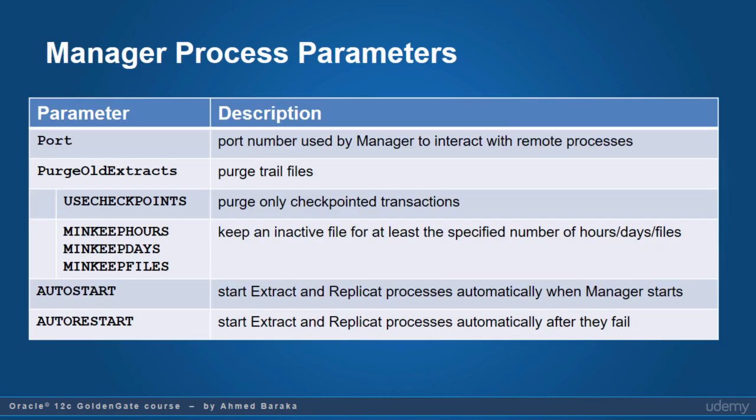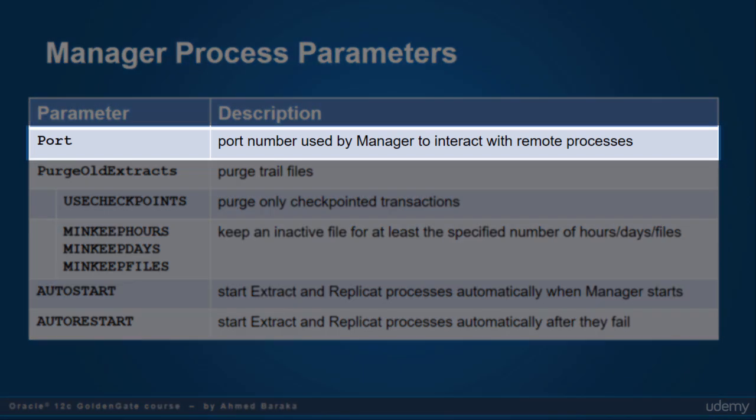This table lists common parameters that you could include in the manager process parameter file. Port parameter is used to set the port number that will be used by the manager process to interact with remote processes. Its default value is 7809, and it is recommended to set it to this value.